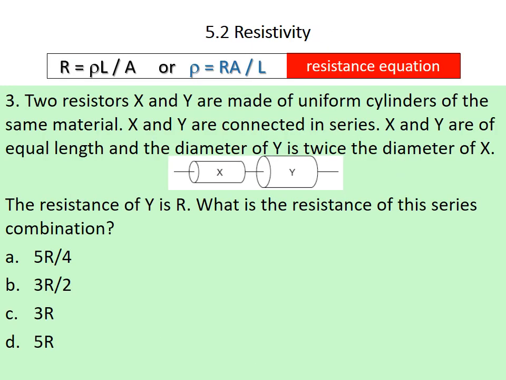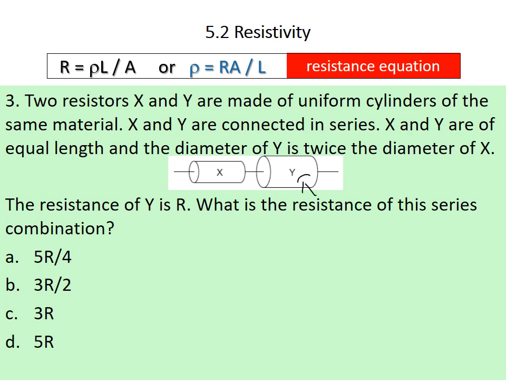Problems like this are some of my favorite problems because they're not hard, they just require a little bit of math sense. So we have 2 resistors, X and Y, and they're made of uniform cylinders of the same material. X and Y are connected in series. X and Y are of equal length, and the diameter of Y is twice the diameter of X. The resistance of Y is R. So they give me this value.